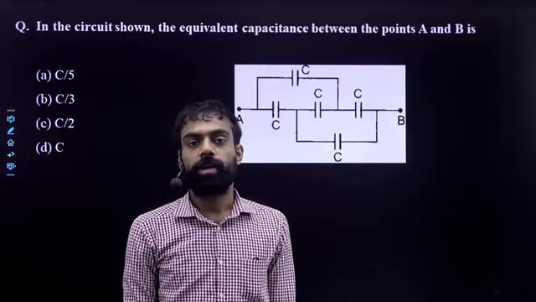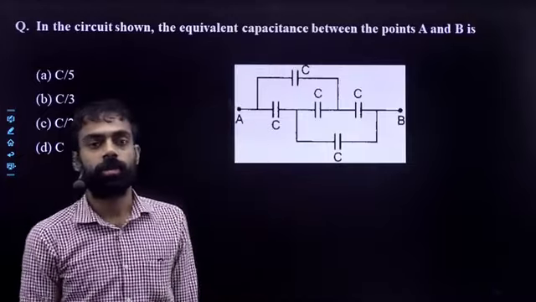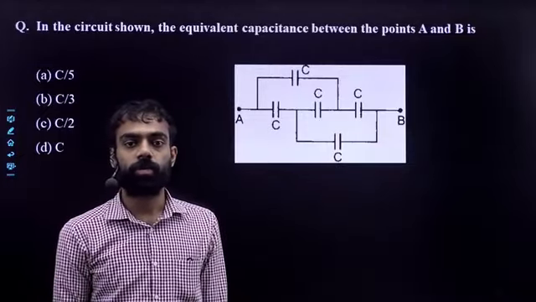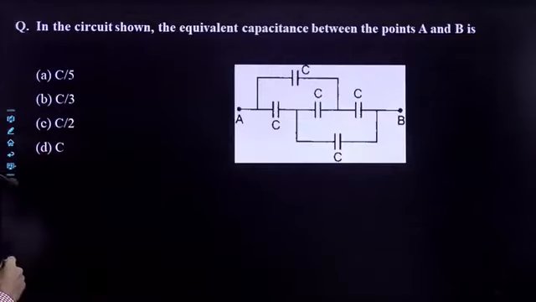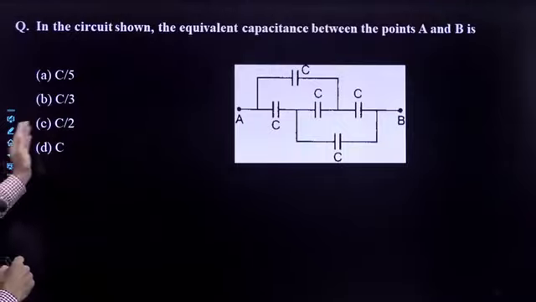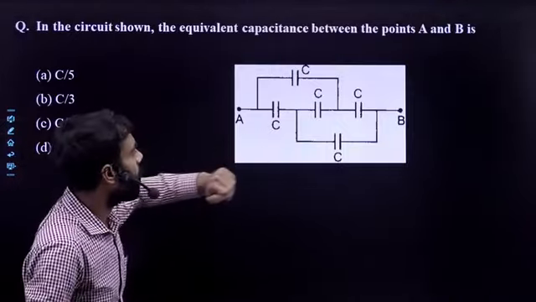Hello students, let us see this question once, of capacitor, which is based on Wheatstone bridge. In this circuit shown, the equivalent capacitance between points A and B is. So A aur B ke beech mein aapko equivalent capacitance nikalna hai.